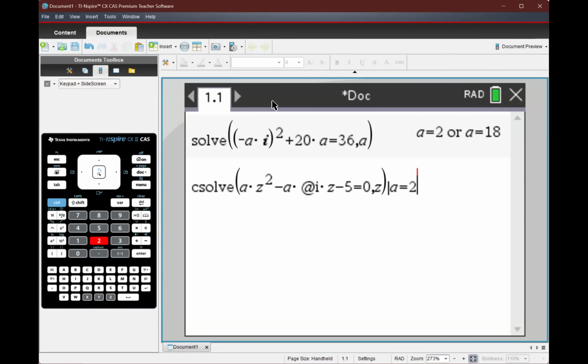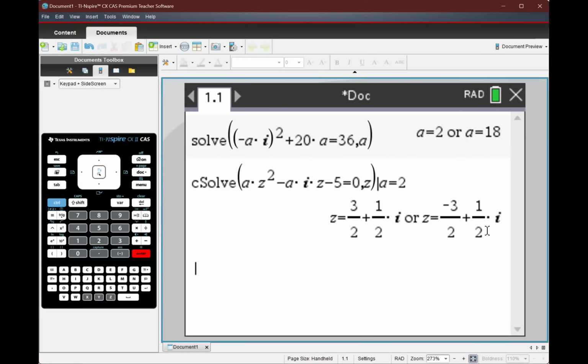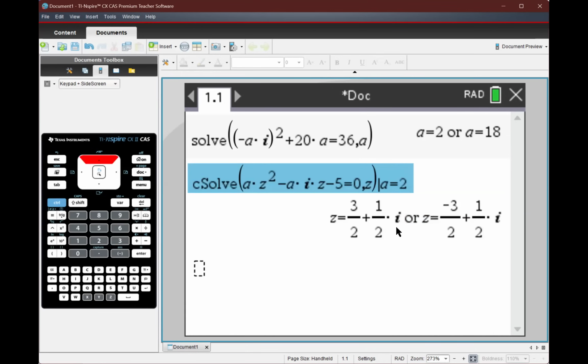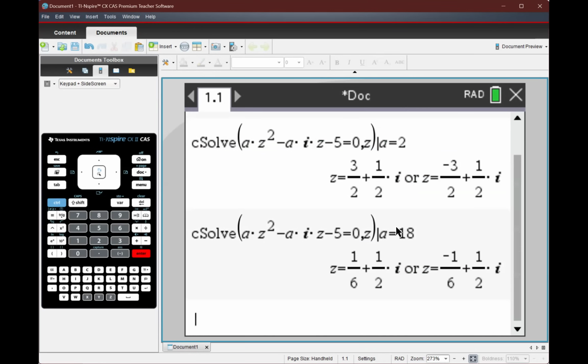You get a times z squared minus a times i times z minus 5 equals 0, comma z, given that a equals 2. So this would be the first pair of solutions. Then copy this line down and put 18 here. You get a second pair of solutions.